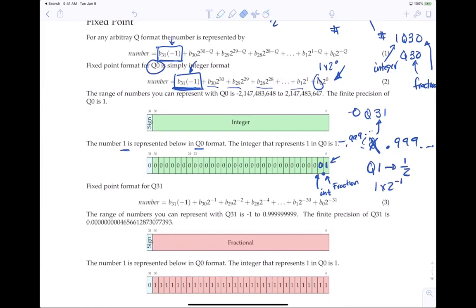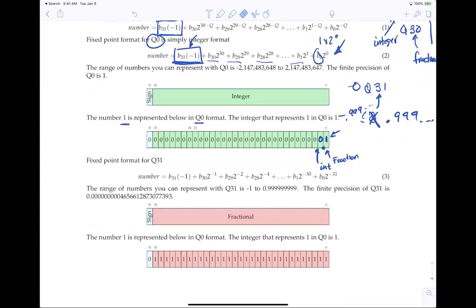So you can see this point, you can place it wherever you want. But once you place it, it's fixed. That's what we mean by fixed point. All right, so fixed point format for Q31. Going completely the other way, that means we have 0 Q31. We have no integer bits, all fractional, and 1 sign bit. That would be right here. So we have the sign right here, and this is all fractional.